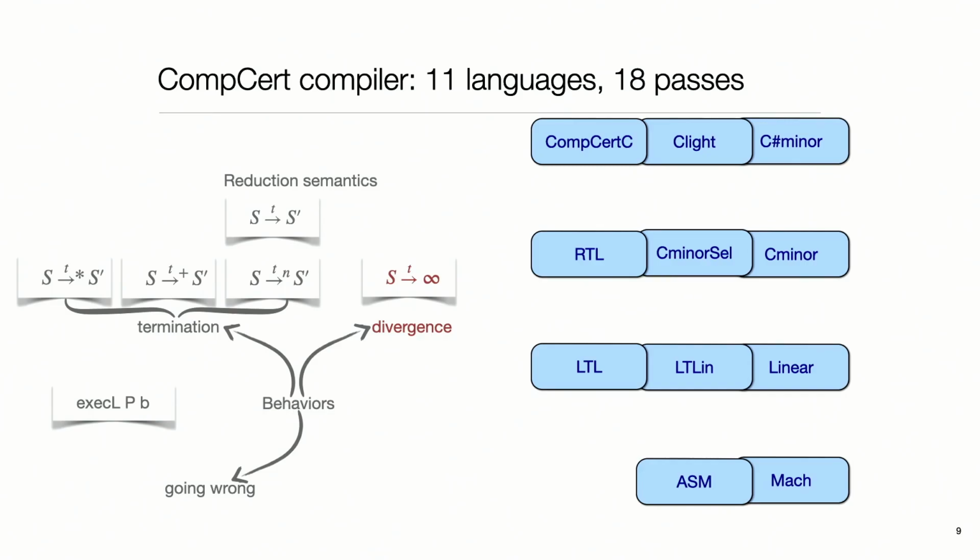A program may terminate in at least 0 steps, or at least 1 step, or exactly in n steps. And a program diverges when there is an infinite sequence of steps in the execution. In the following, given a language L, I will write exec L of P and B to mean that program P has behavior B.